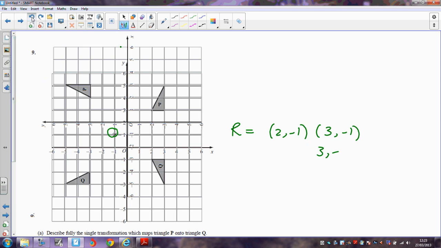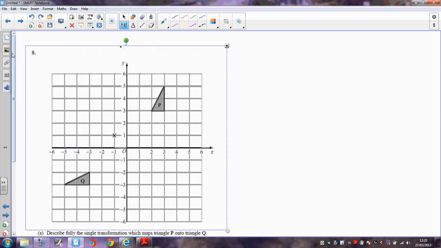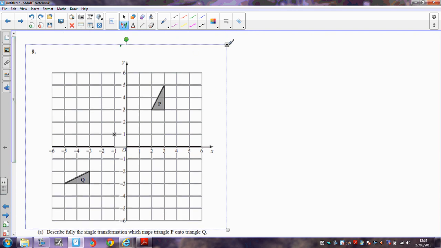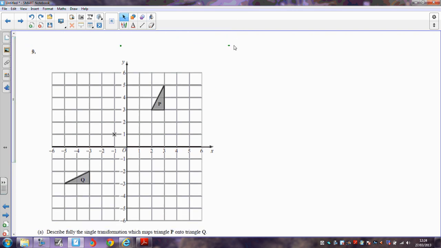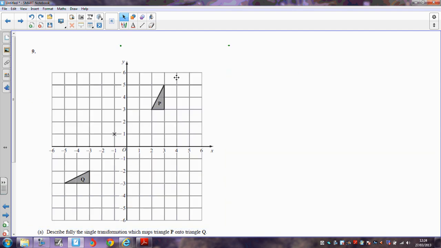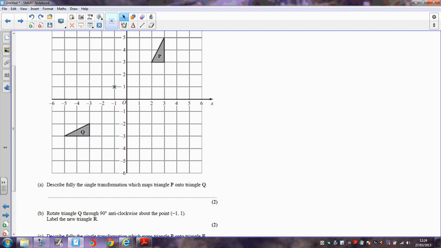Let's just undo all of that lot. Right, next thing it asks me to do is describe the transformation which maps P onto R. So I'm just going to get rid of my cloned version there and delete that one. So there's my original. R is over here. If we just draw R in, here is my R.